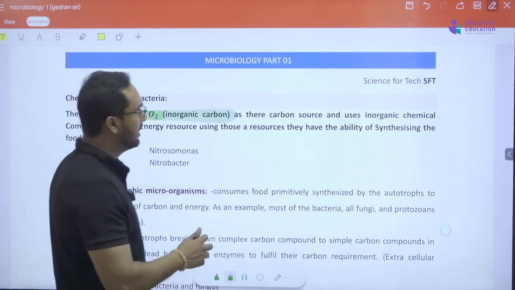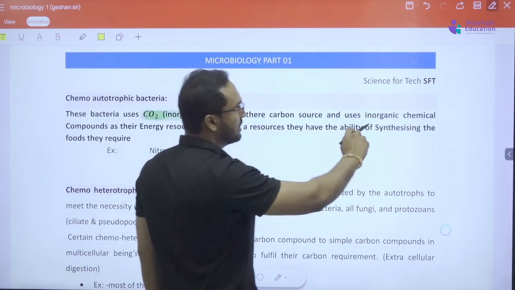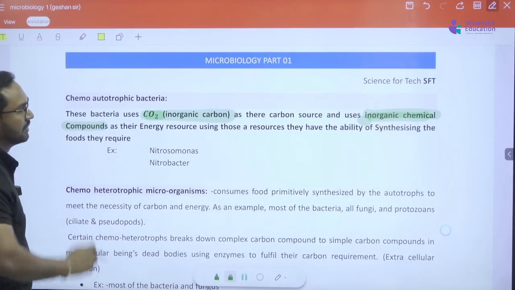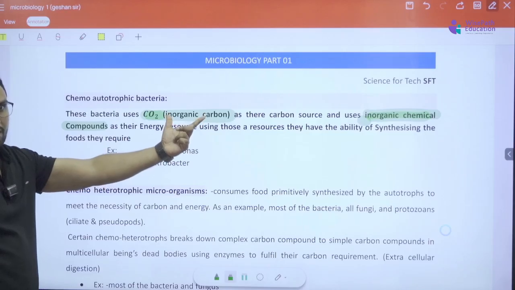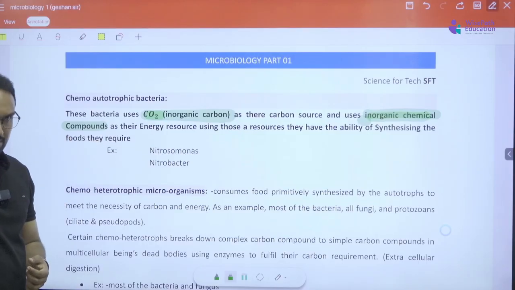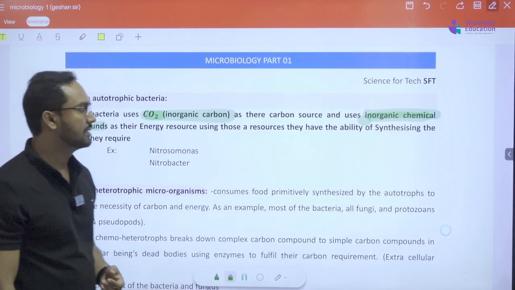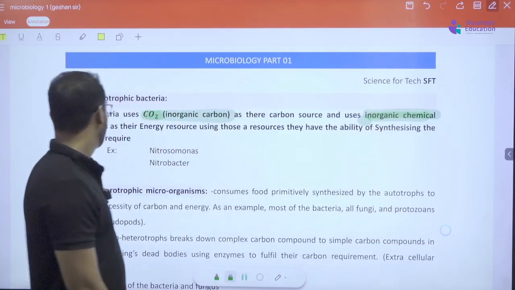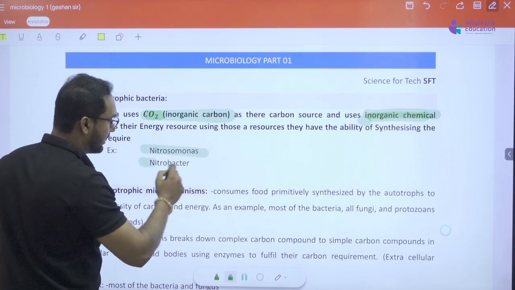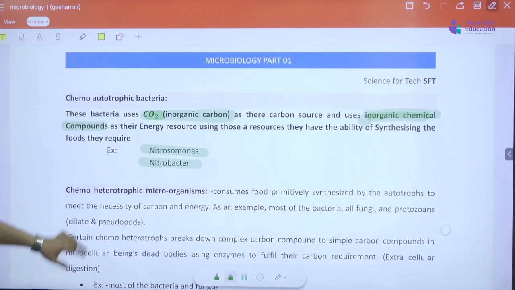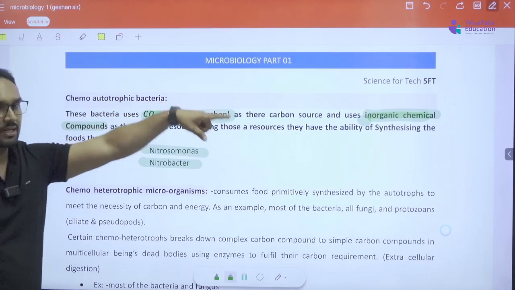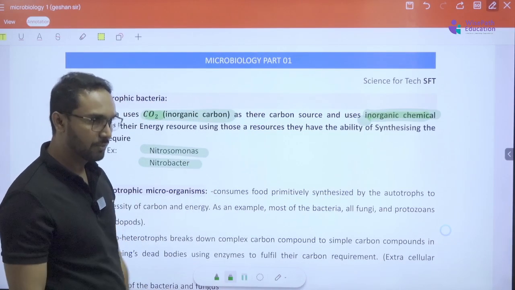නේ, ඒ වගේ specificities තියෙනවා. There are carbon sources and it uses inorganic chemical compounds as their energy resource. මේ දෙක තමයි important: carbon resource එක carbon dioxide, energy resource එක inorganic chemical compounds. Using those resources they have the ability of synthesizing the foods they require, right? And the examples are what? Nitrosomonas and nitrobacter. මේ simple ඒවා මතක තියාගන්න. Carbon resource එකයි energy resource එකයි examples මතක තියාගත්තාන් උත්තරේ ලියනකොට ඊටු ටික build කරගන්න පුළුවන්.